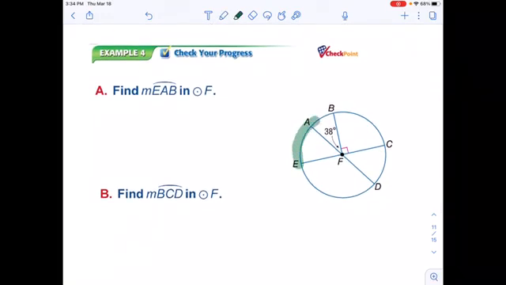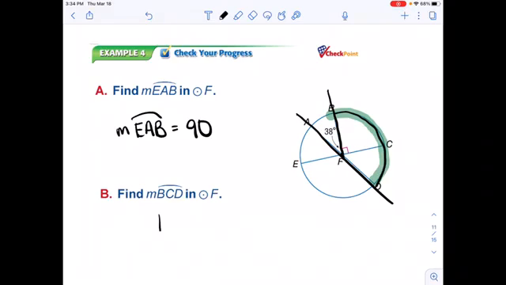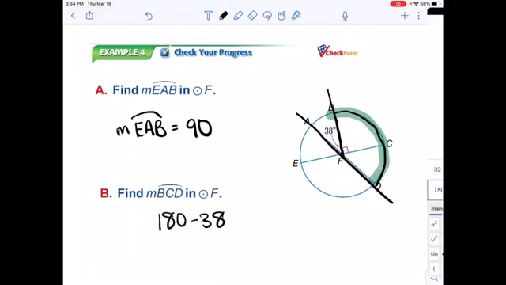Similar here, find EAB. Make sure you go the correct way with your pencil. You'll notice the measure of arc EAB is also 90. Nothing crazy there. To find the measure of BCD, we can do any of the 3 ways that I just talked about before. I'm going to do the 180 minus 38 here to get the remaining bit. You can take your pick.